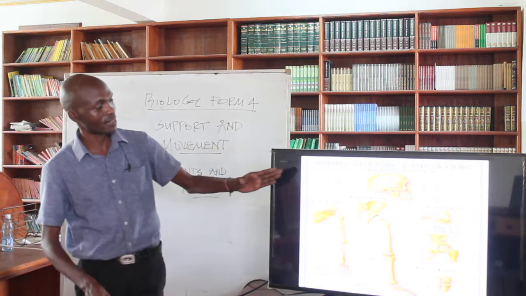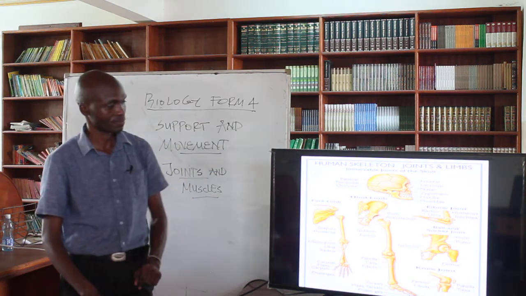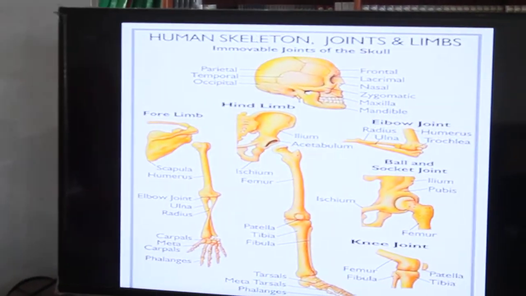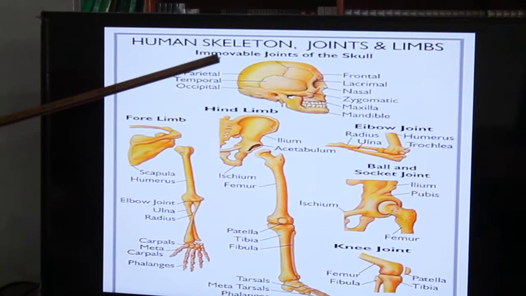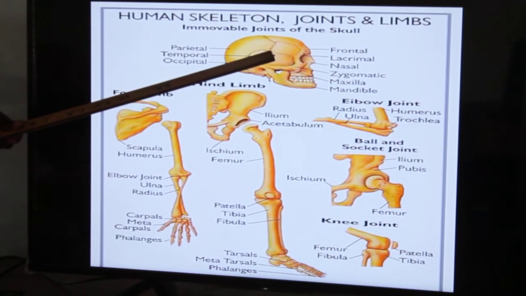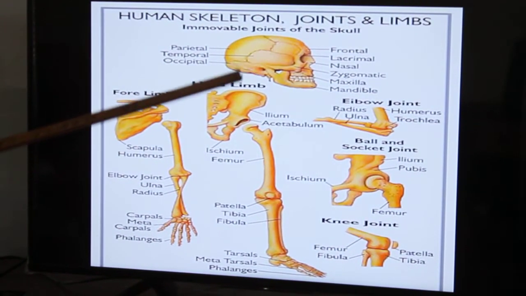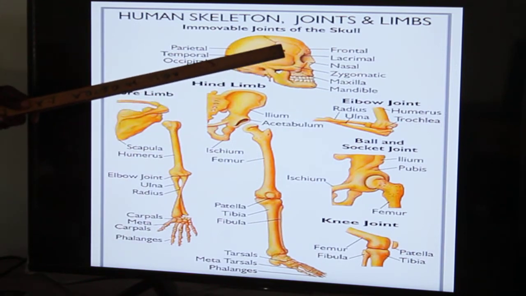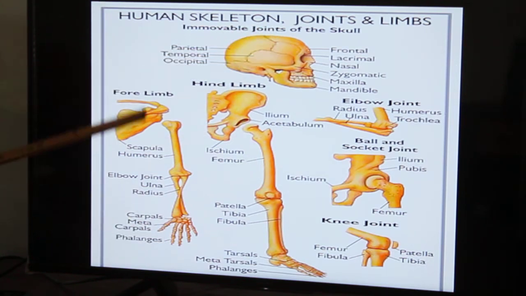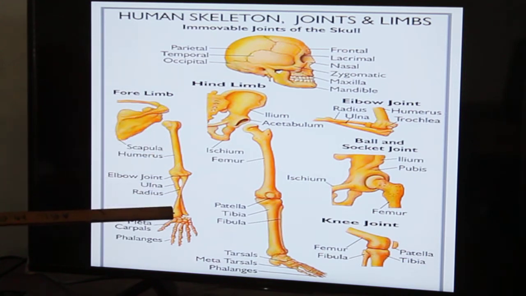Now, these are the types of joints that we have. We have the immovable joints of the skull. So the skull has joints, you see that? There are those subdivisions that we have. The bones are joined, but these joints are fixed. They cannot be moved.